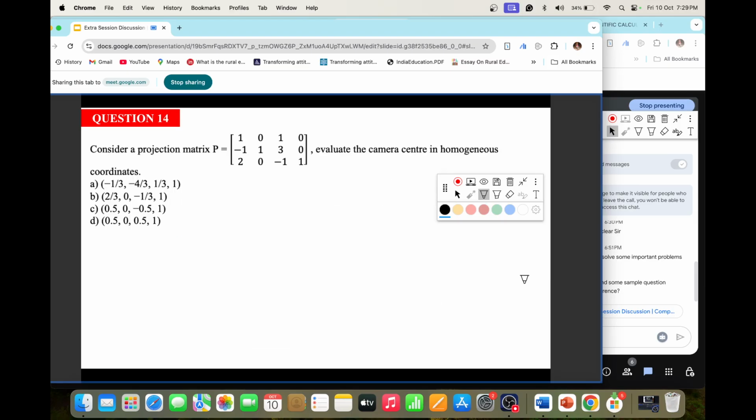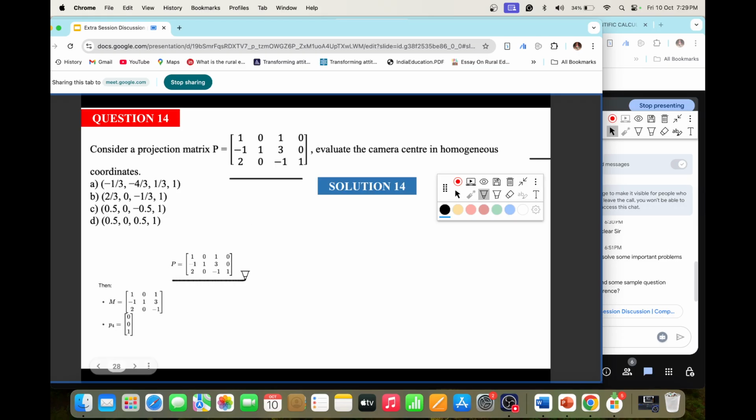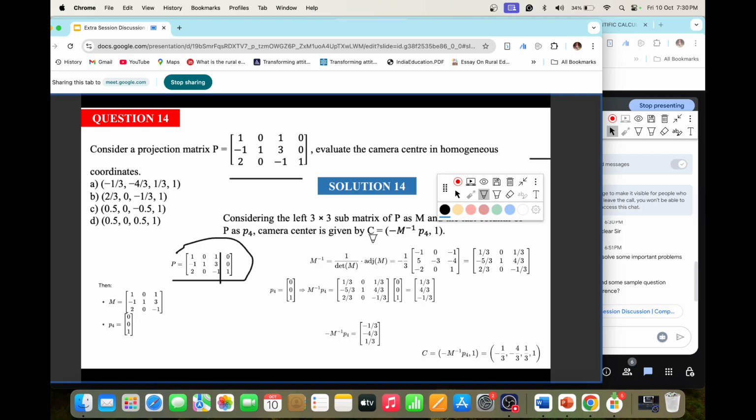Question number 14, consider a projection matrix. Evaluate the camera center. So camera center, it is very easy. This projective camera matrix can be written like this. First we can divide this, so we can write M and we can write p4. Our answer will be minus M inverse p4, comma 1, because whatever comes out will be in non-homogeneous space. To keep it in homogeneous space we have to include 1. So this is how you calculate the camera center from the homogeneous coordinate.